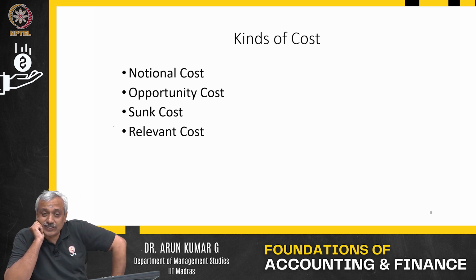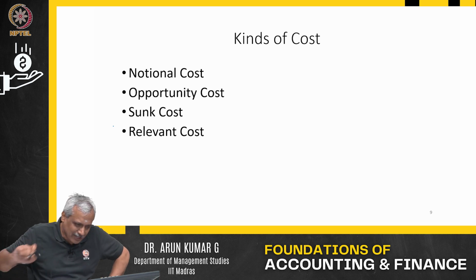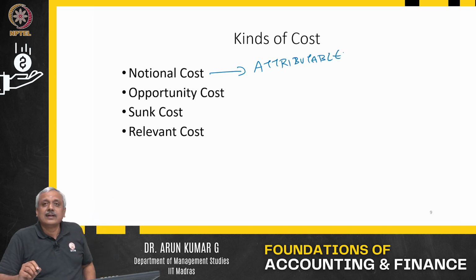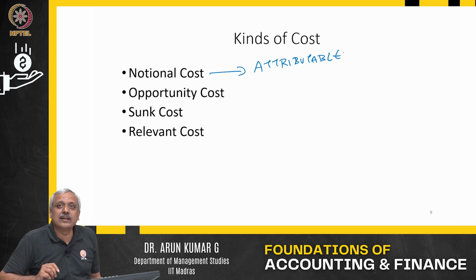There are 4 kinds of costs. Sir, what are the 4 kinds of costs out there? Now let us get back. I explained what is notional cost. Cost that is attributable. Cost that can be assigned out there in the process. Assigned, attributable in the process.